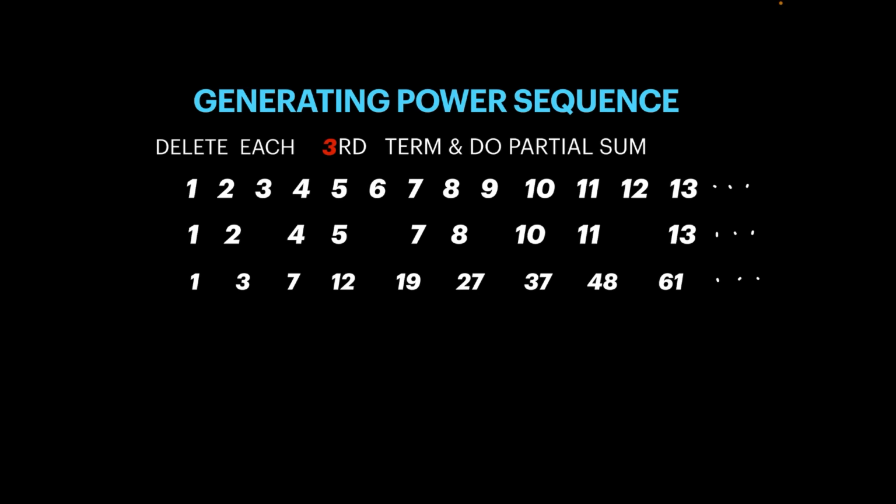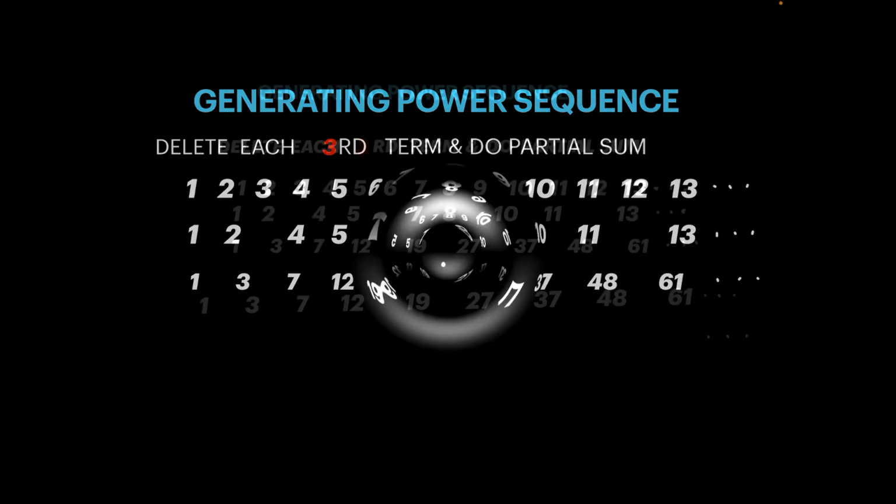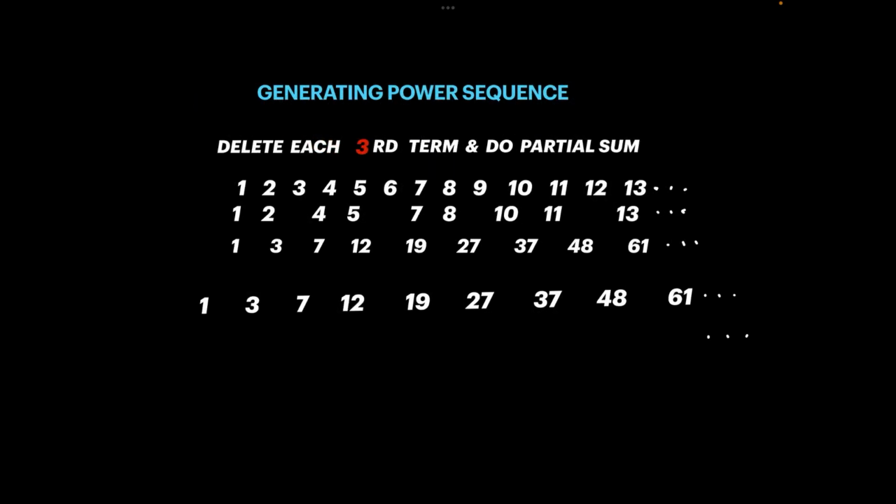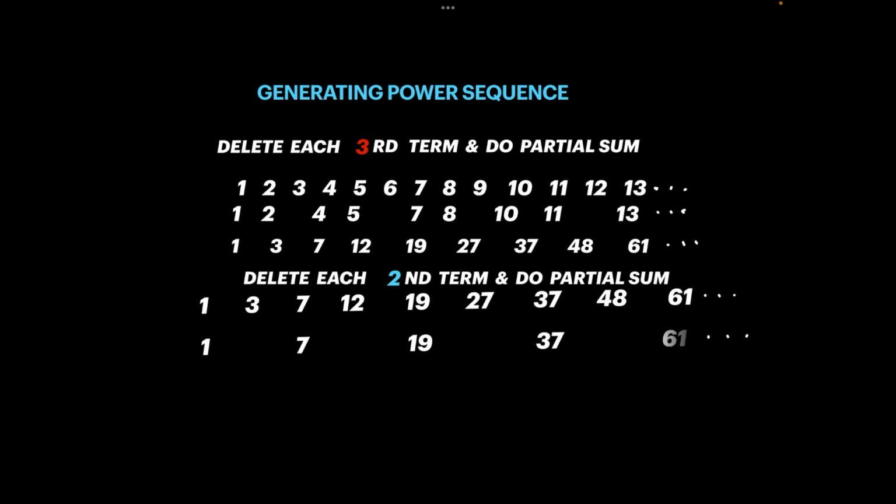So now we have to delete every second term of this sequence, because we have started by deleting each third term. Now we have to delete each second term. That means we have to delete 3, and after 1 we will write 7, isn't it? Right? So we get the sequence like 1, 7, 19, 37, 61, and so on.